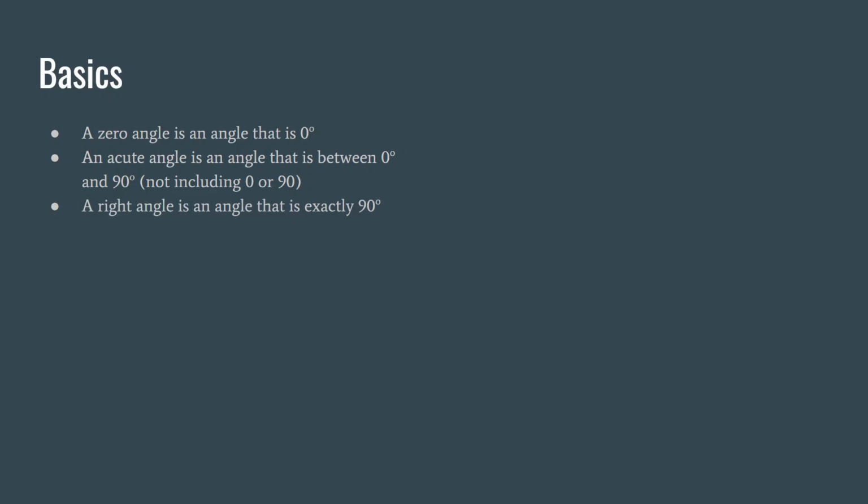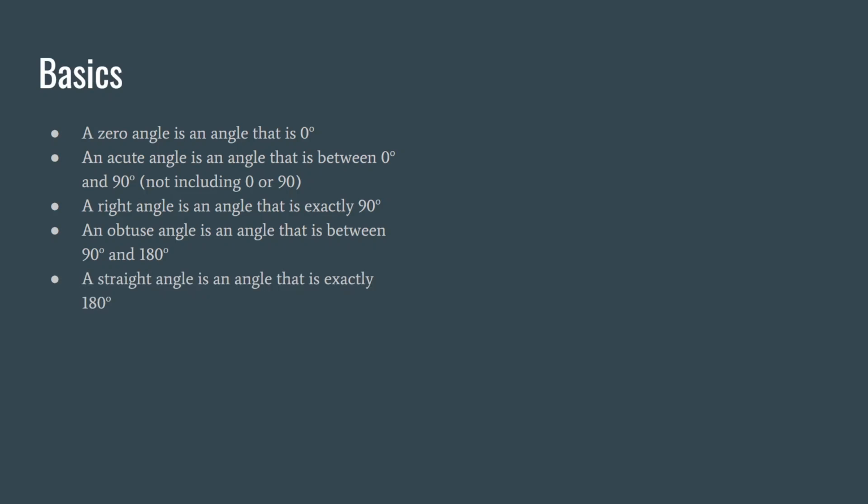A right angle is an angle that is exactly 90 degrees. An obtuse angle is an angle that is between 90 and 180 degrees. A straight angle is an angle that is exactly 180 degrees. A reflex angle is an angle that is between 180 and 360 degrees.